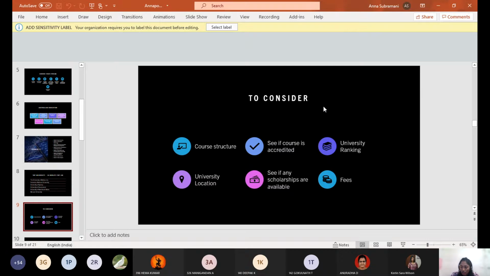Similarly, I think even undergraduate universities in Chennai are now accredited. Most universities under Anna University are now accredited. Similarly, here if you choose your course in an accredited university, that's a bonus point. You can also see how your university is ranked. If you would like to go into the top 10 universities, then it's your choice. That's again an area you may like to consider, along with your university location.